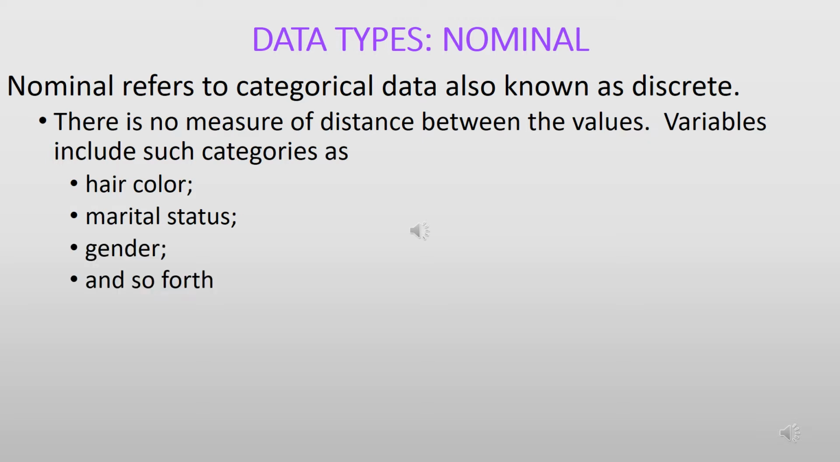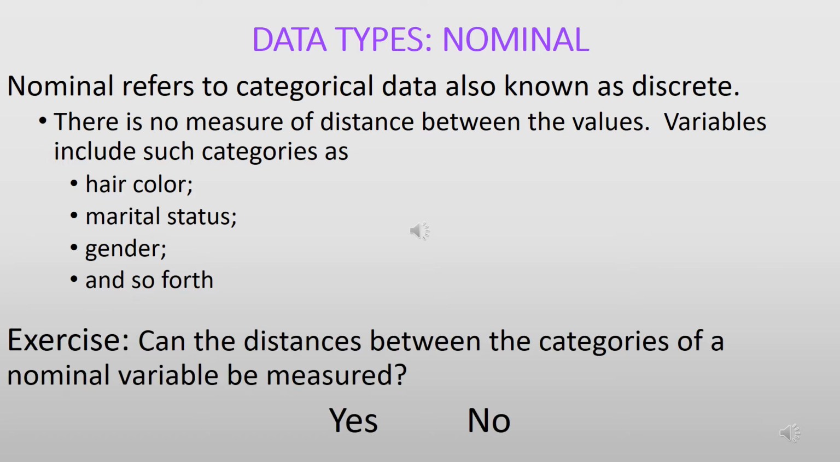Can you answer this exercise? Can the distance between the categories of a nominal variable be measured? Yes or no? The answer is no.